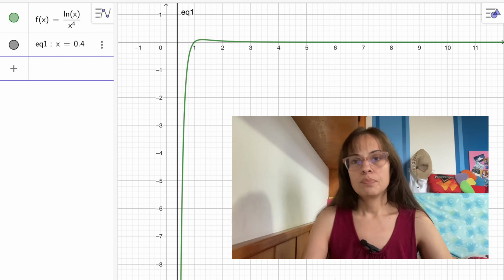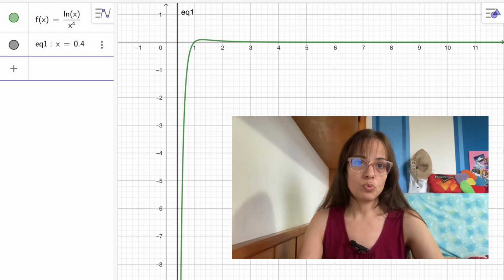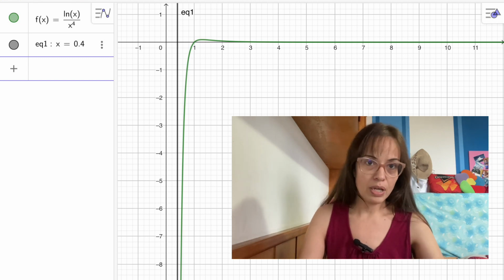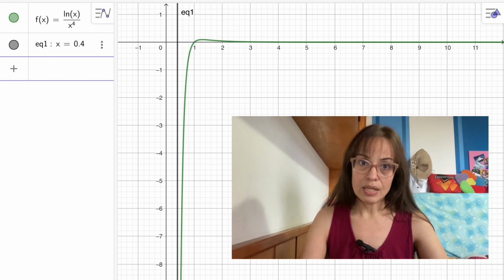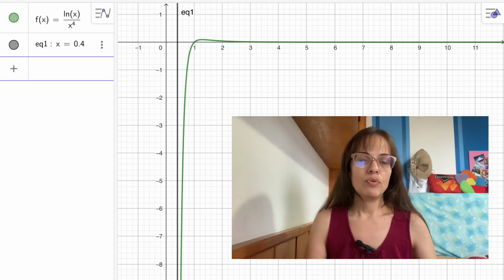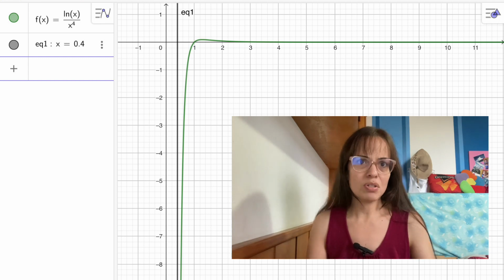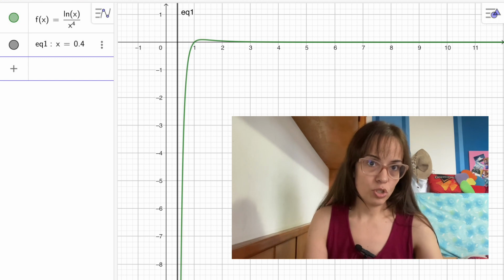So if you were to just look at the picture, you could assume that the vertical asymptote was somewhere at around x equals 0.4, because visually that's what it looks like, but that's wrong. So be careful not to make that mistake if you're using a calculator. Just use it for checking, but don't rely visually 100% on what you're seeing.